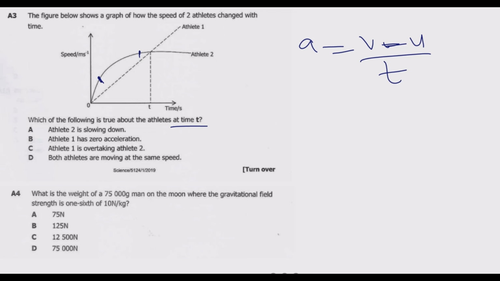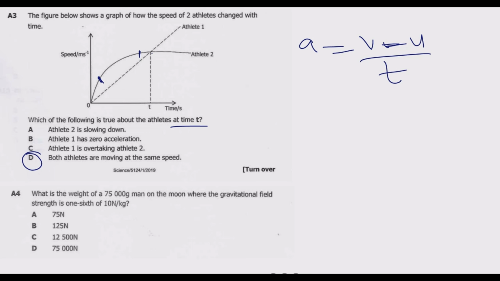C, athlete 1 is overtaking athlete 2 at t. No, we can't tell because we are not given the distance traveled. D, both athletes are moving at the same speed. D is the best answer because these two speed graphs are crossing each other. So that's the case. We move to question 4.